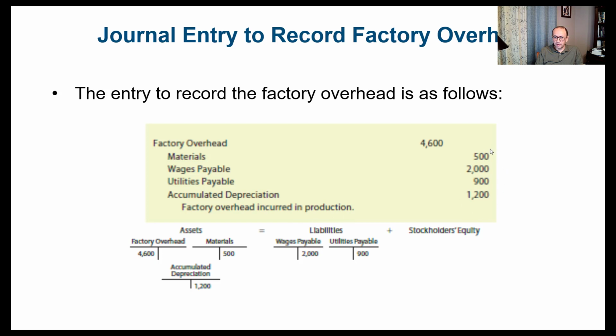And then we get the total of these credited values and we debit the factory overhead. Remember, factory overhead is part of your inventory cost, so that's part of your assets. So under assets here we have debited the factory overhead, which is like a specific part of our inventory, and then we credited material, we credited the accumulated depreciation, we credited the payables, the wages payable, and the utilities payable under liabilities.